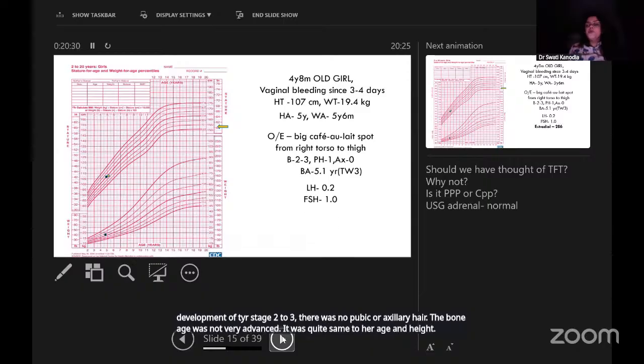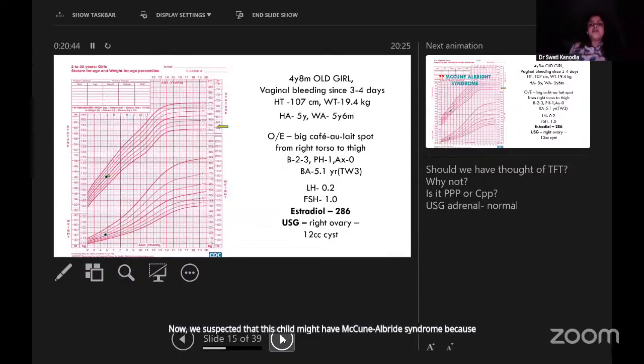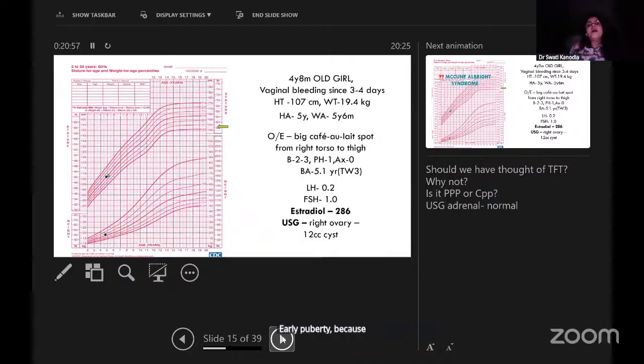LH was prepubertal, FSH was prepubertal. Estradiol levels were quite high. And on ultrasound, the right ovary had a 12 cc cyst. Now we suspected that this child might have McCune-Albright syndrome because they can present with cafe au lait spots, fibrous dysplasia, and repeated ovarian cysts, which can ultimately lead to early puberty because of the constant stimulation by high estrogen levels.